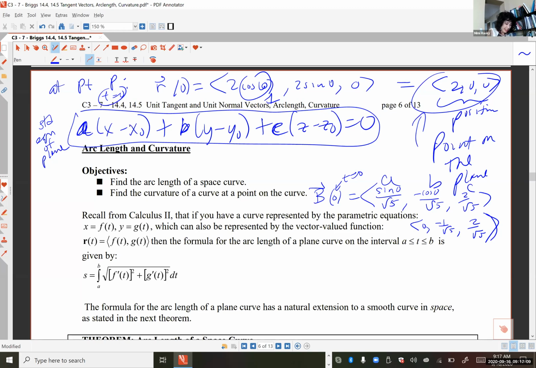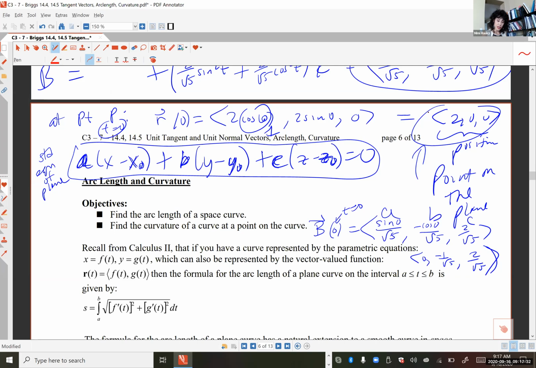So what about the x naught, y naught, and z naught? What goes there for the equation of the plane? Zero. Your point on the plane? Yes, here's the point on the plane: 2, 0, 0. That position is going to give me the point on the plane. So there's your x naught, your y naught, and your z naught.